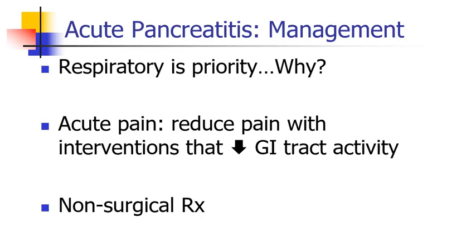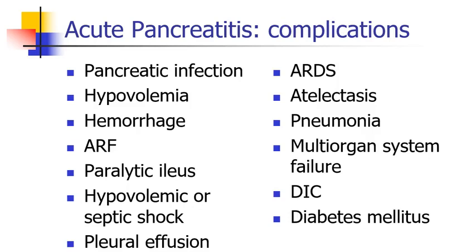And then surgically, we may have to go in. We can do a laparoscopic cholecystectomy, remove their gallbladder. If they have abscesses or cysts, we may be able to go in and drain those cysts to reduce the pain and inflammation. And here's a whole boatload of potential complications that can happen with acute pancreatitis.